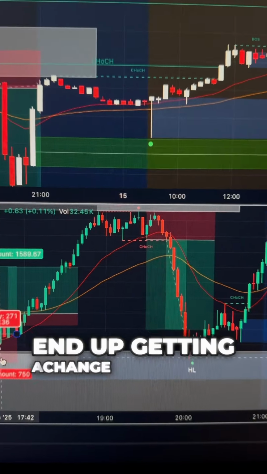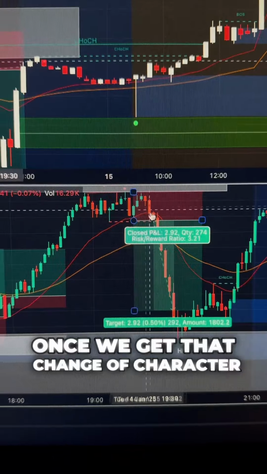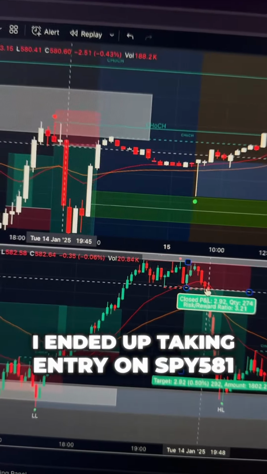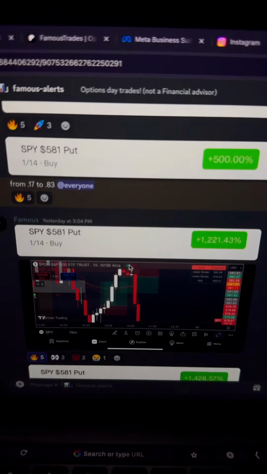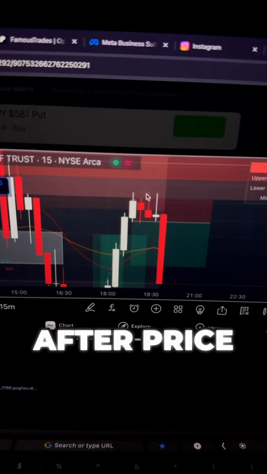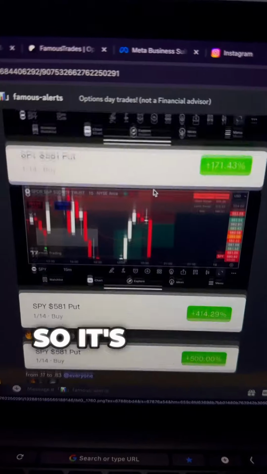End up getting a change of character on our M3. Once we get that change of character and we break structure to the downside, I ended up taking entry on SPY 581 puts. And that trade looked exactly like this. And you can see we have that crazy move to the downside after price grabbed sell side liquidity in our pivot zone. So it's really that simple.